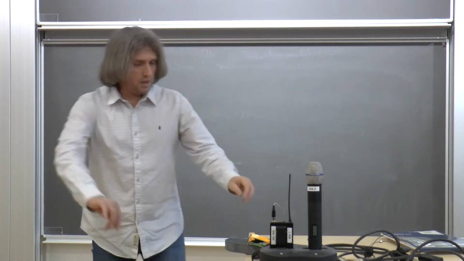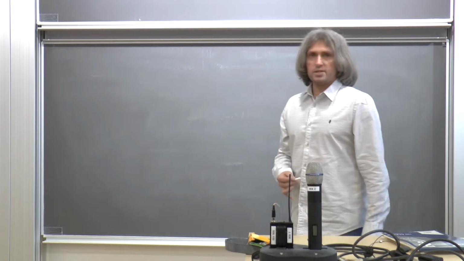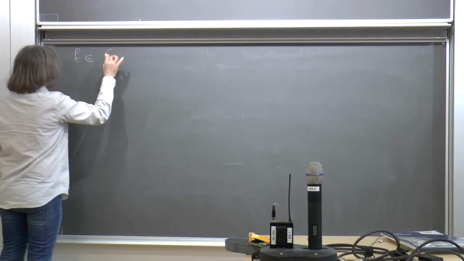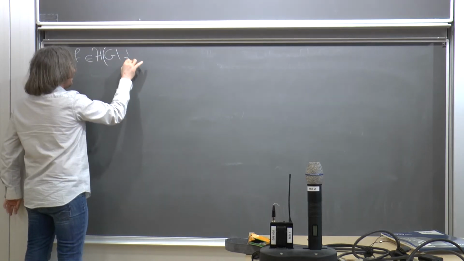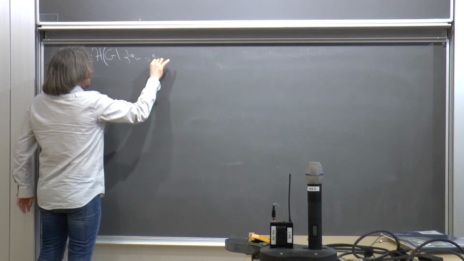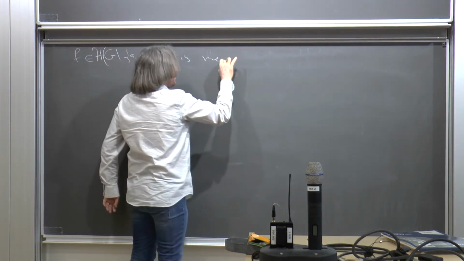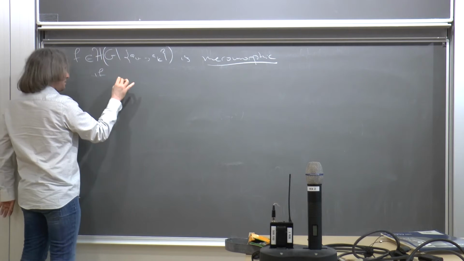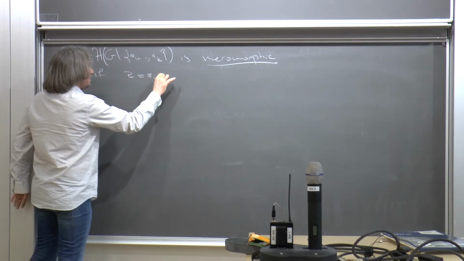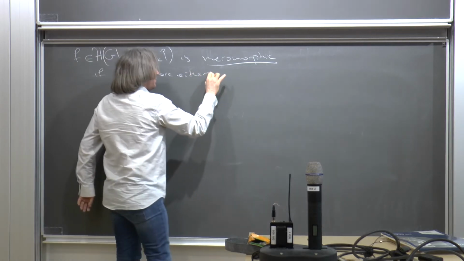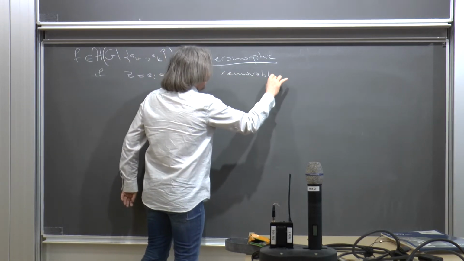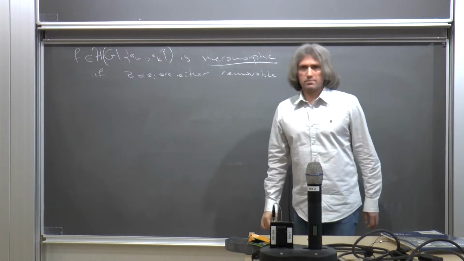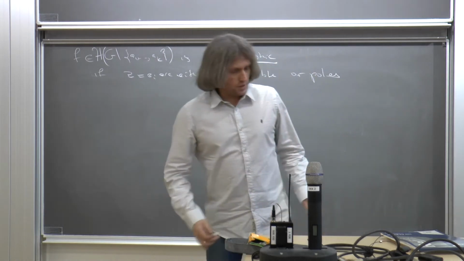So maybe just some wording. I didn't introduce it earlier because we don't study this in detail, but we say that f, which is a priori defined in some domain minus a few points, is meromorphic if these singularities are either removable, and then f is holomorphic there, or poles. So no essential singularities. Okay.